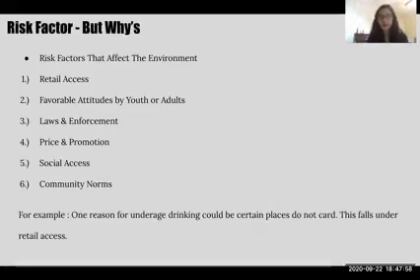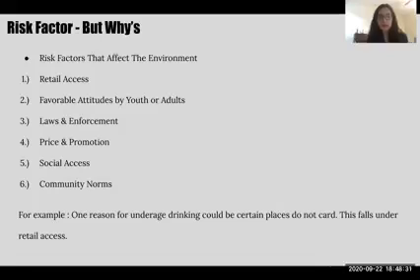Favorable attitudes by youth or adults. An example of this can be youth favorably look upon e-cigarette smoking within peer groups. Laws and enforcement, think of punishments. Are punishments strict enough? That sort of thing. Price and promotion, I think a good example of this would be e-cigarettes promote themselves within different flavors, and that helps contribute to youth being attracted to e-cigarette smoking.